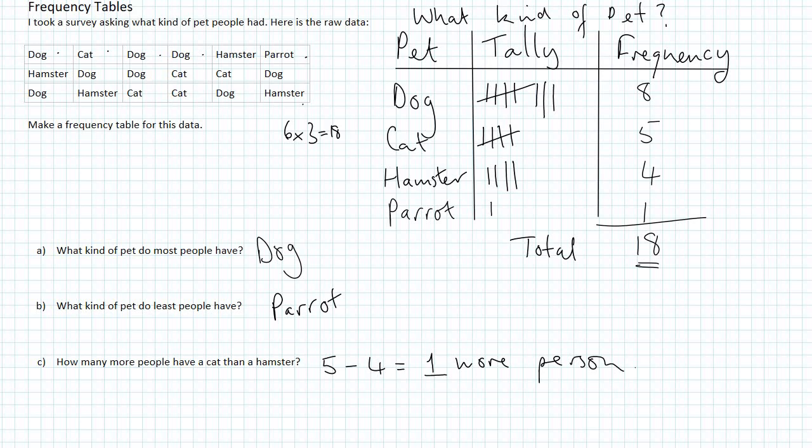Okay, so that's how you draw a frequency table. Very simple. Just need to remember, group your tallies in 5s. Okay, and do that double check at the end to make sure you've got the right number of entries.